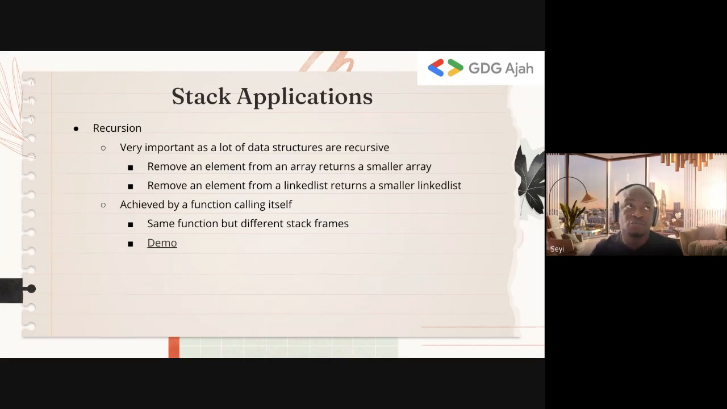If you have a tree structure, we'll talk about trees. If you remove a node from a tree, you have a smaller tree. Or you have two smaller trees, depending on how you do it. If you have a graph structure, if you remove a node from a graph, you have a smaller graph. So that thinking helps you to see that, okay, things can be done recursively. So typically how you do recursion is when a function calls itself. So it's the same function that is running, but it has different stack frames. So let's see a demo on that.